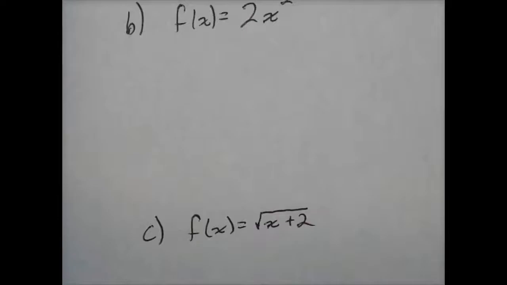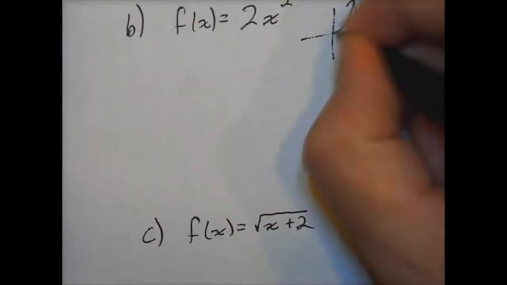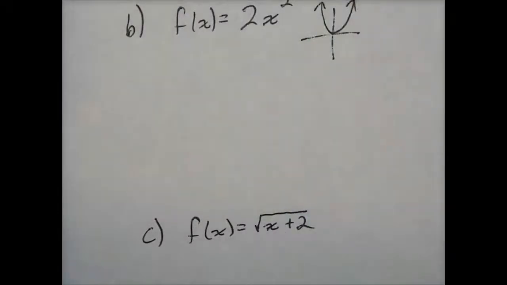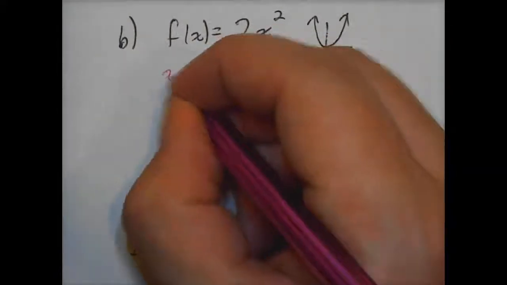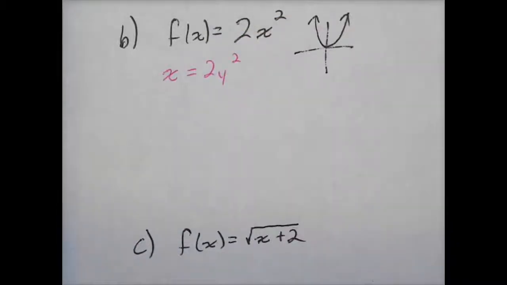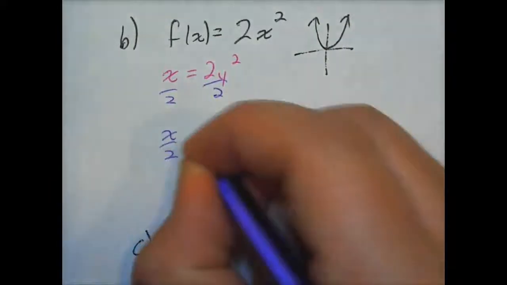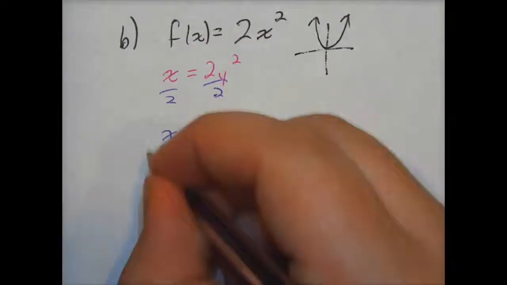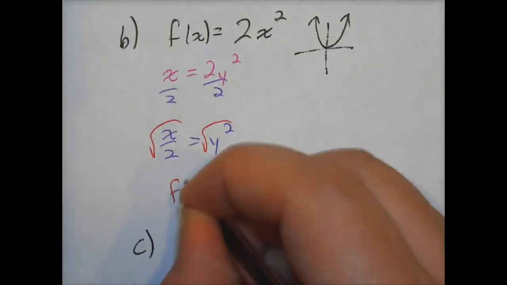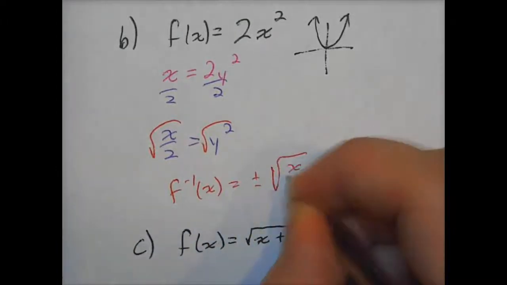All right, let's go a little bit faster. A little bit faster for the master. So 2x squared is a parabola that is stretched vertically by 2, so that would look something like that. In order to find the inverse, switch the x and y exactly where they are, so x equals 2y squared. Here, I need to divide by 2 first, so I have x over 2 equals y squared. Take the square root of both sides, and don't forget to add that plus or minus. So we have f inverse of x equals plus or minus the square root of x over 2.